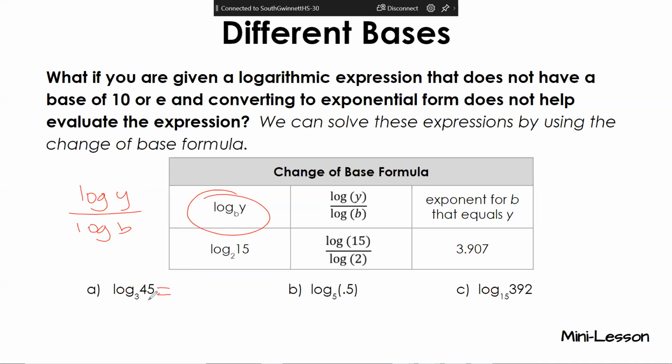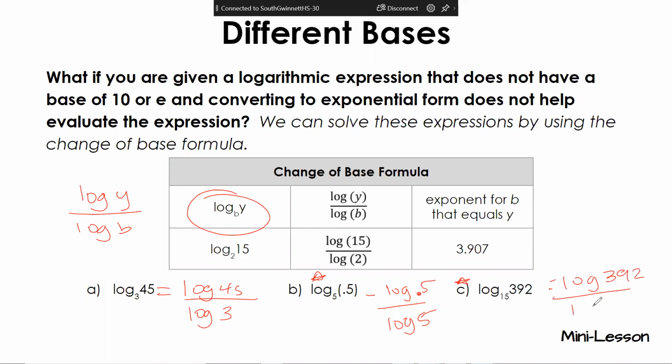So I want you to take a moment and write log base 3 of 45 in the change of base form. Okay, so that would look like this: log of 45 divided by log of 3. And then you would plug that into your calculator and get your answer. Can you try taking B and C and writing them in the change of base form? This is going to give me log of 0.5 divided by log of 5. Fantastic. The next one is going to be log of 392 divided by log of 15.